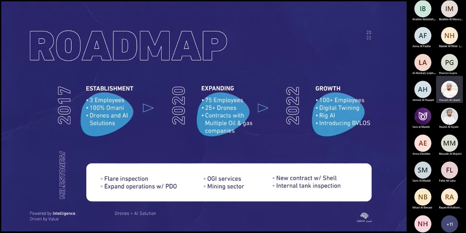These are the milestones we can focus on along our journey. We were the first local company to provide live flare inspection. We expanded our operation with PDO from survey and mapping to asset integrity and asset inspection. We introduced OGI services via drone, the topic we're discussing today. We entered new markets such as the mining sector. This year we also got a new contract with Shell Development Oman in survey and mapping. And we've done first-of-a-kind projects in the MENA region for internal water pipeline inspection and internal tank inspection.